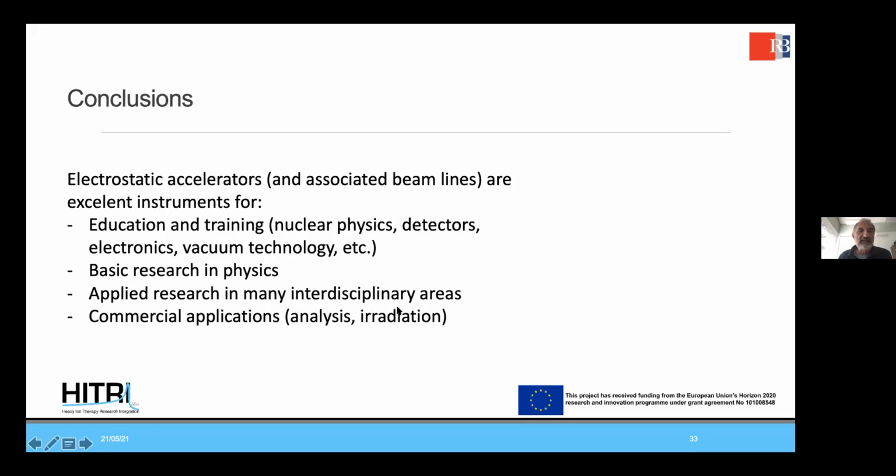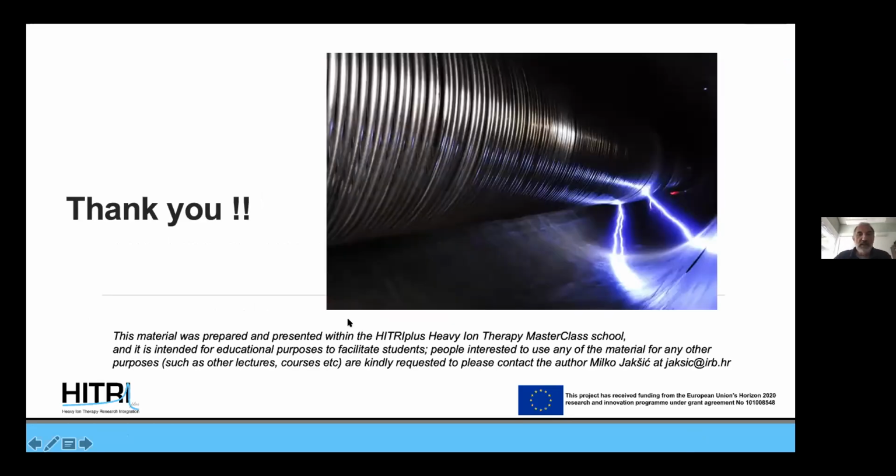Then, of course, applied research in many interdisciplinary areas. And as I mentioned briefly, we also have some commercial applications like for analysis. So I think that I'm done with this.